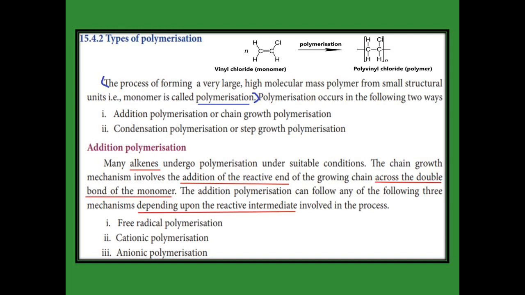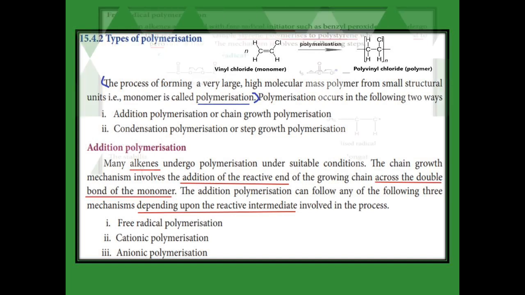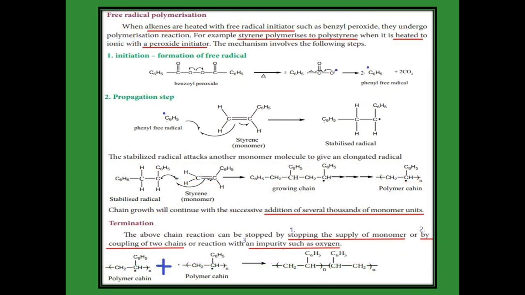In addition polymerization, there are three different types, based on the reactive intermediate: free radical polymerization, cationic polymerization, and anionic polymerization. These depend on the reactive intermediate. Free radical polymerization: when alkenes are heated with a free radical initiator, it gives free radical polymerization.